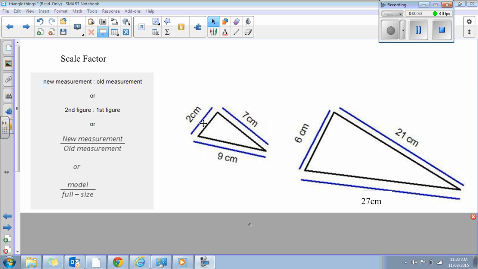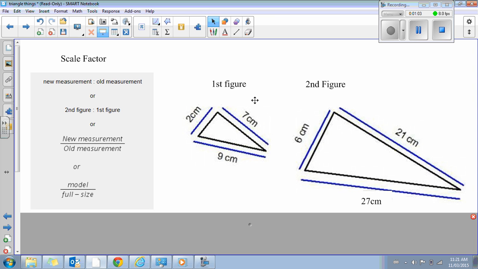So if we come over here and look at these triangles, we really have to figure out which one's the new figure and which one's the old figure, or the first and second figure. Usually what we say is the one that comes first is the old measurement or the first figure. The one that comes second is the second figure or the new measurement. And so we'll label this smaller triangle as the first figure and this second triangle as our second figure.